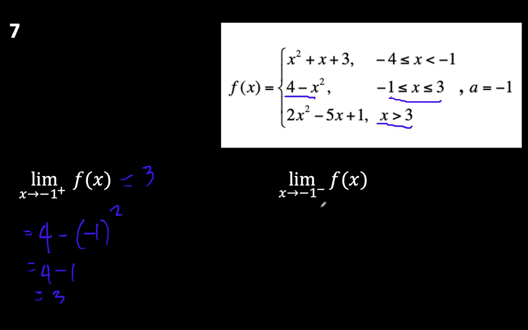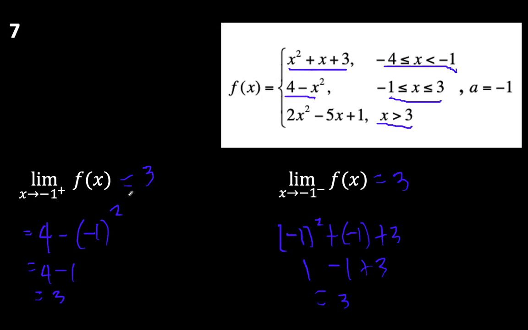Okay, and how about this? The limit of f of x as x approaches negative 1 from the left. So all of the values of x which are less than negative 1. We can find those values in the range of the domain here. And of course, we're going to consider this subfunction. Since it's negative 1, let's substitute: negative 1 squared plus negative 1 plus 3. That's 1 minus 1 plus 3, which is equal to 3. And we got the same value. So the limit of f of x as x approaches negative 1 from the left is equal to 3.